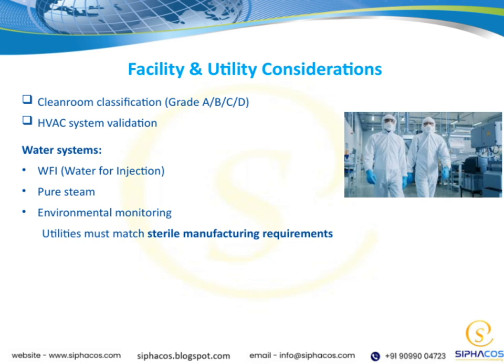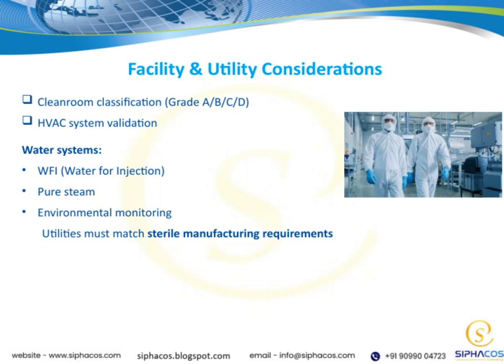First, the cleanroom classification, which can range from grade A to D, is critical because it determines the level of cleanliness and control needed in the environment. The more sensitive the product, the higher the grade required to ensure sterility and quality. Next, HVAC system validation is essential to maintain the correct temperature, humidity, and air quality. Proper validation ensures that the environment consistently meets the strict standards necessary for sterile manufacturing.